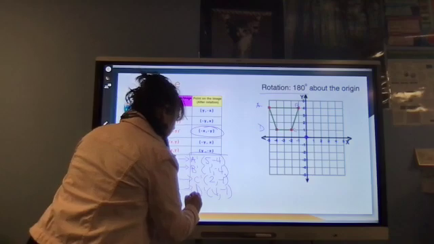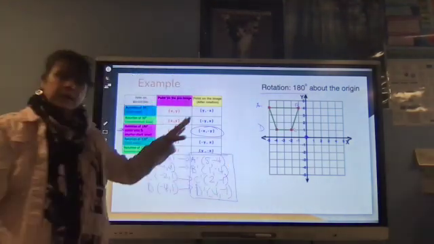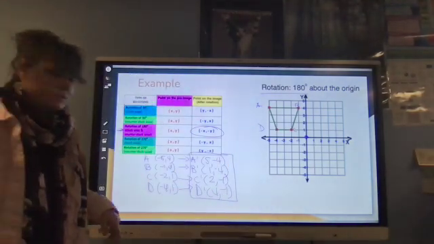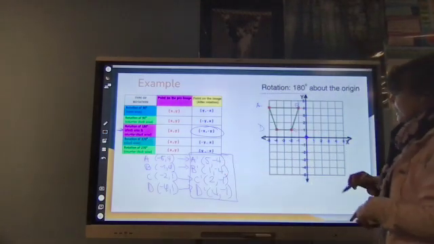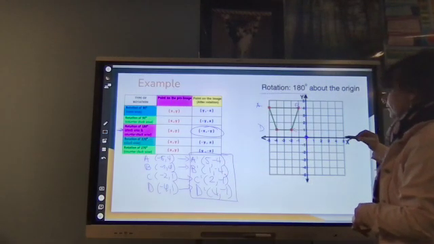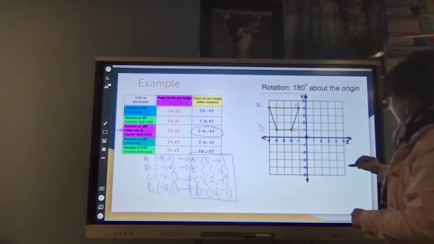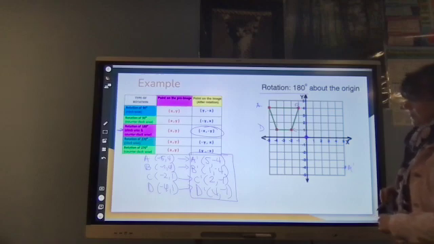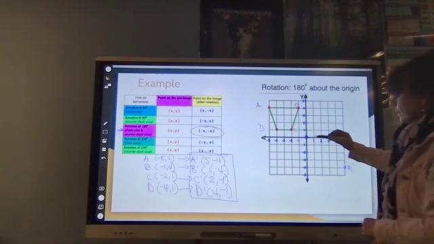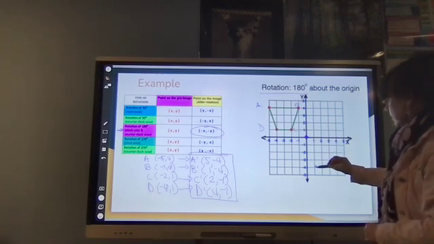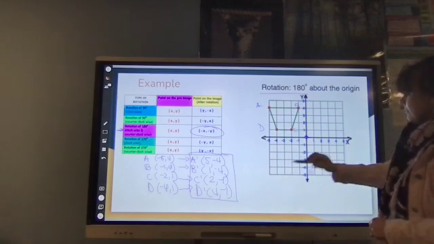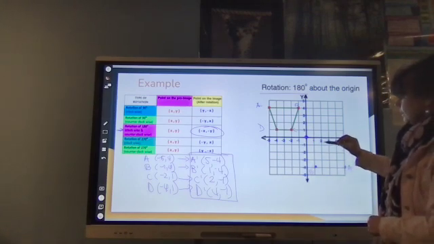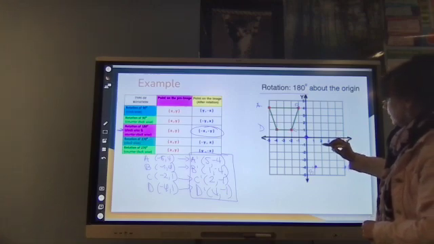So now that we have our image points, we can go ahead and graph those. So let's go ahead and do that. So our A prime is now going to be at positive 5, negative 4. So here's our A prime. Our B prime is at positive 1, negative 4. So there's our B prime. Our C prime is at positive 2, negative 1.